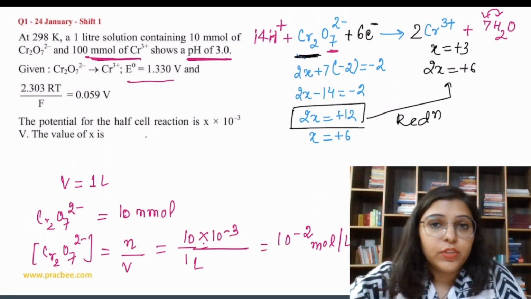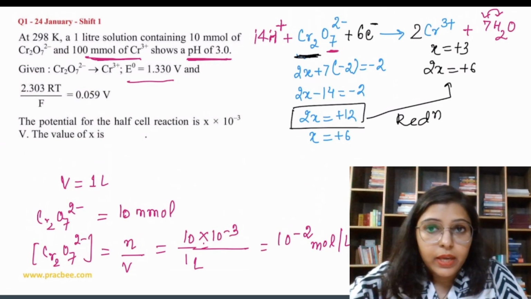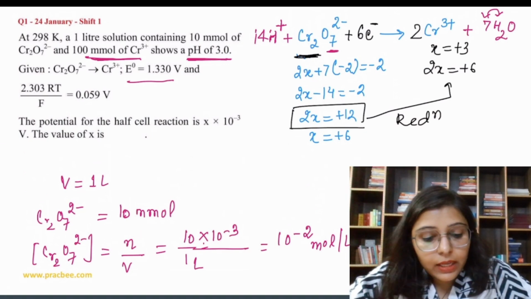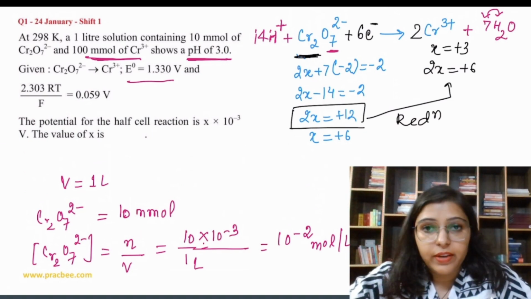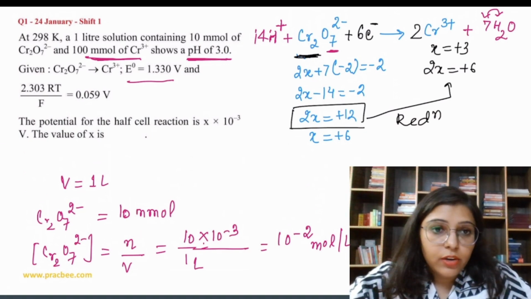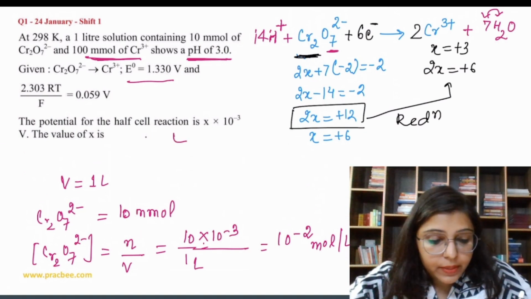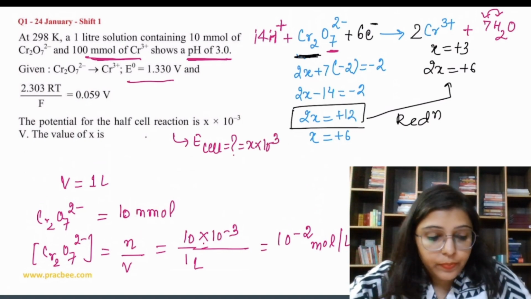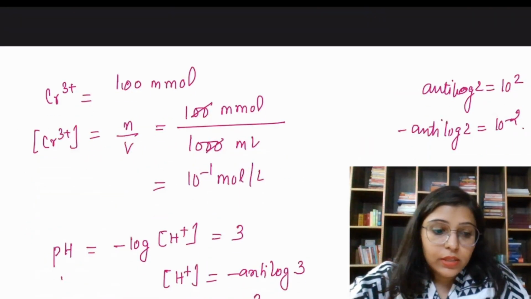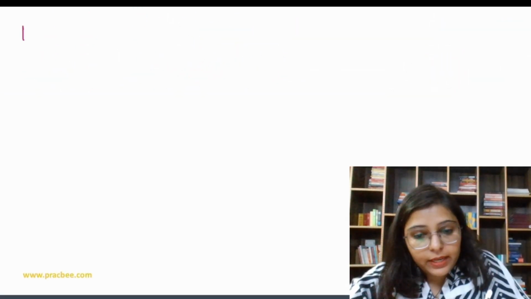E naught cell is given, which is 1.330 volt, and the value of 2.303 RT upon F is 0.059. And we have to find out the potential for this half cell. It means E cell we have to find out, and the value of this is x into 10 to the power minus 3. Okay. So this is a question of the Nernst equation. So let's solve it.